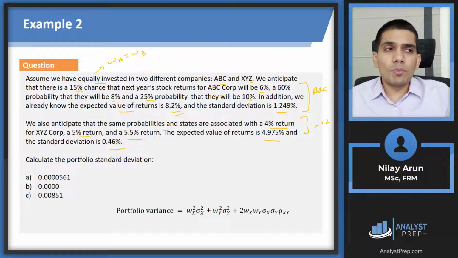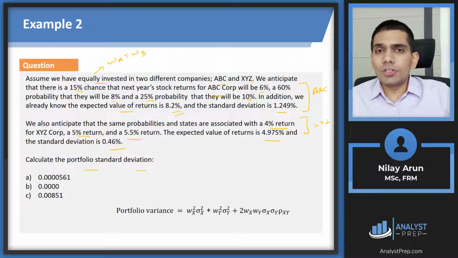So we've been given this information for both ABC and XYZ. We need to calculate the portfolio standard deviation. Now, how do we do this? Let's say we have all the required information. By the looks of it, we have a lot more than what we might require really, right? But let's see what is missing.